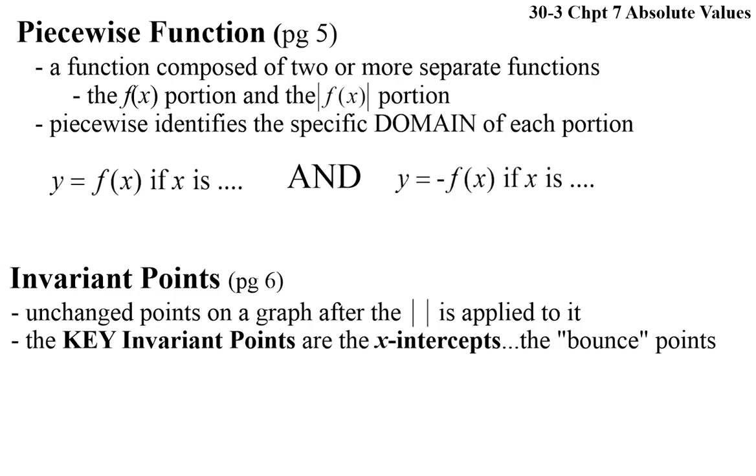So, here's where you have to start to think a bit. It's a bit of a long video, so bear with me. A piecewise function is a function that's composed of 2 or more separate functions. We have the f of x portion of our graph, which on that last graph was what was in blue. The f of x part didn't change. But then we ended up with the absolute portion, which had to change from the original.